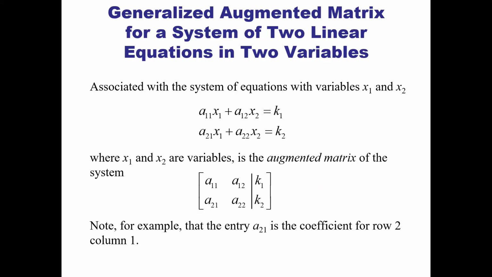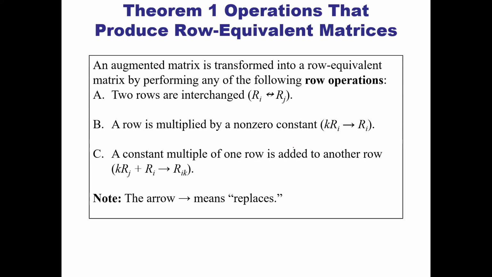Now, the generalized augmented matrix for a system of two linear equations in two variables is going to look something like this. We have x1 and x2 as our two variables. A11, A12, A21, A22, and then K1, K2. So this is what the augmented matrix is going to look like. It has two rows, two columns, and then our third column is the augmented part, which is our constants, K1 and K2.